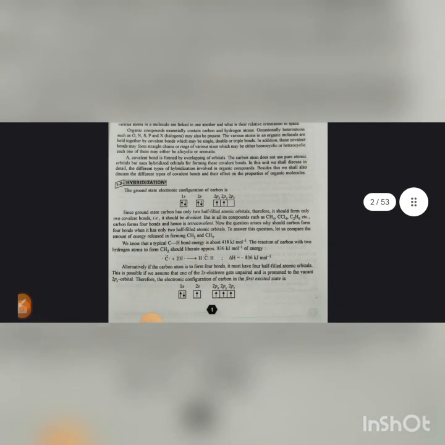A covalent bond is formed by overlapping of orbitals. The carbon atom does not use pure atomic orbitals but uses hybridized orbitals for forming these covalent bonds. In this unit, we shall discuss in detail the different types of hybridization involved in organic compounds. Besides this, we shall also discuss the different types of covalent bond and their effect on the properties of organic molecules.